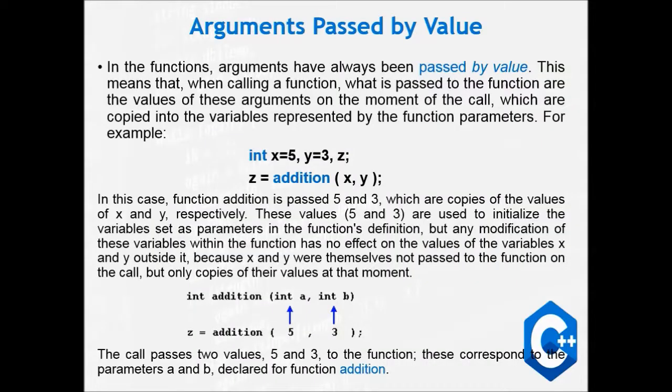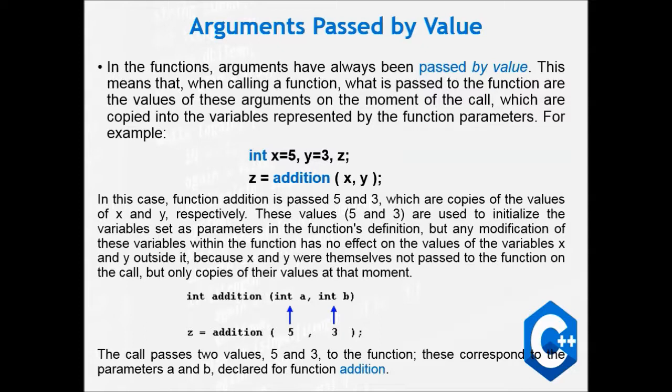When we call by value, then in the function the arguments are always passed by value. This means that when calling a function, what is passed to the function are the values of these arguments at the moment of the call, which are copied into the variables represented by the function parameters.